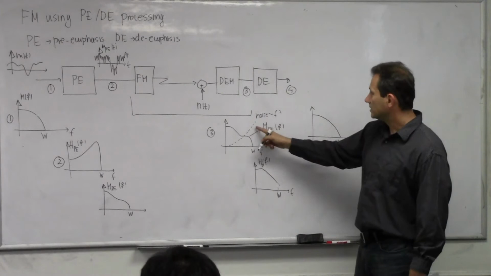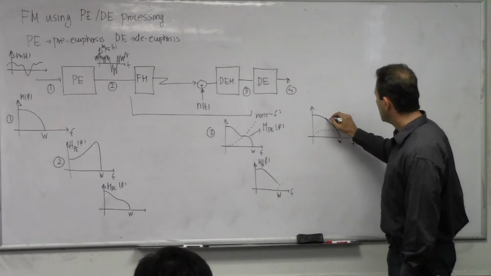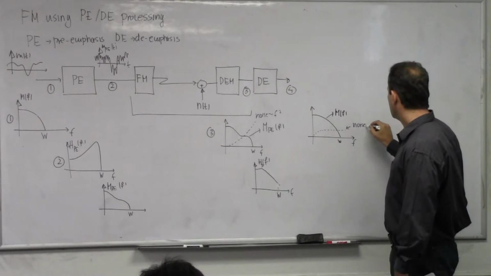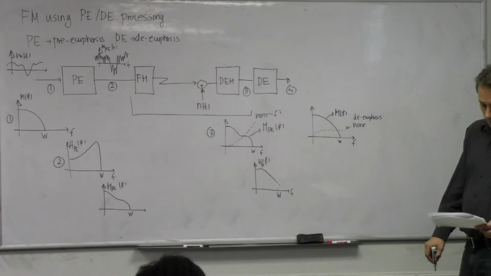But the noise only sees de-emphasis, right? So for the noise, you end up with something that flattens the noise. Okay? So this is now, again, N of F. And this is now noise that de-emphasizes. Okay? Any questions here? Go ahead.